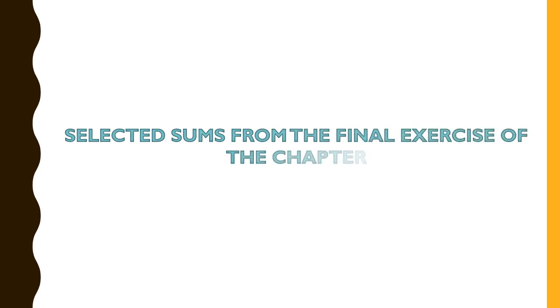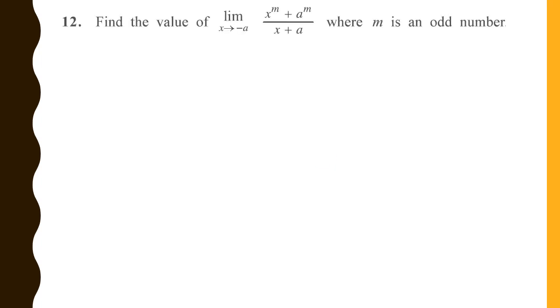Now actually we have completed the chapter of limit, but in this particular tutorial I am going to explain some selected sums from the final exercise of the chapter. I will be starting from section B. I have selected the 12th question from that section. It is a 1 mark question. I have selected this because I thought it is something odd than usually what you have been doing here.